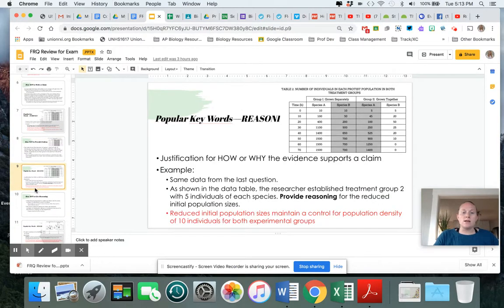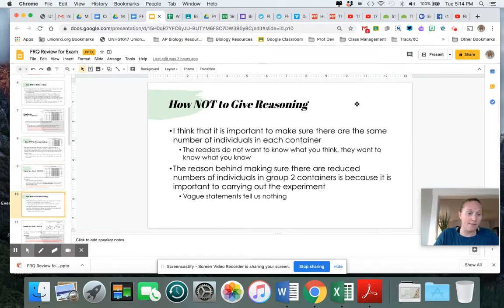For reasoning, you're putting how or why the evidence supports a claim. So why do these numbers actually support your original statement? So just like, did we support our hypothesis? Why do you say that? You guys practice that in lab reports. You guys know how to do it.